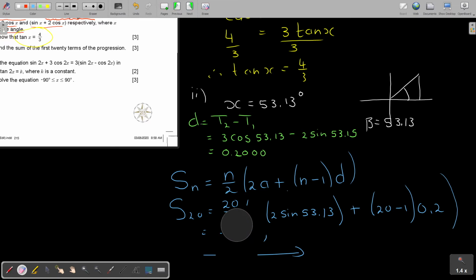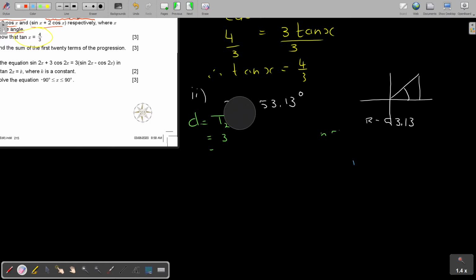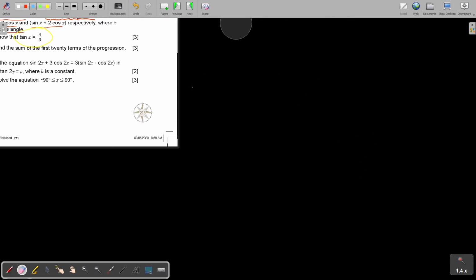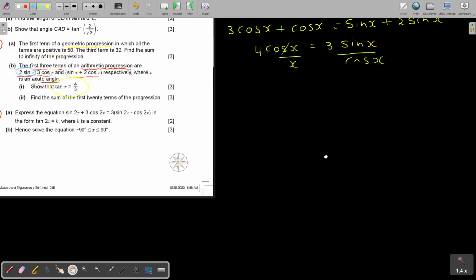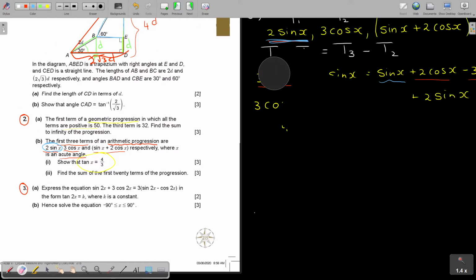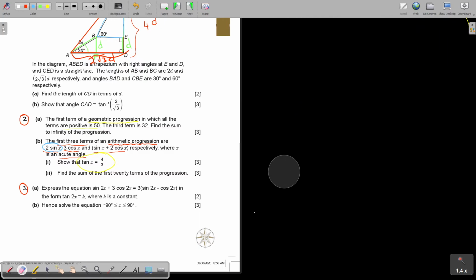Okay, not so difficult. Just bringing in trigonometry. Remember your sequences, and that's the way to do it. Let's go up. And then the final one. Let's just make space for number 3.